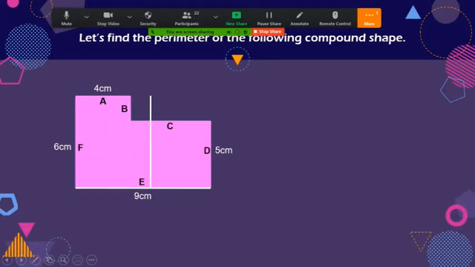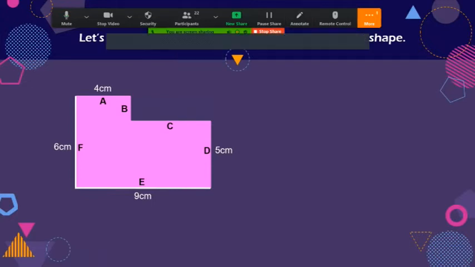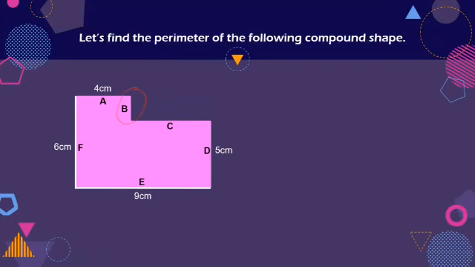Okay. Let's start with side B. Let's figure out the measurement of side B. We know that side B and side D are the opposite sides of side F. The total measurement of side B and side D should be equal to side F.